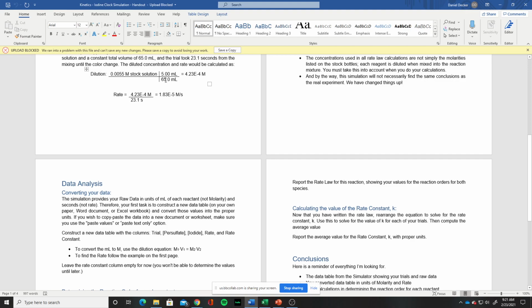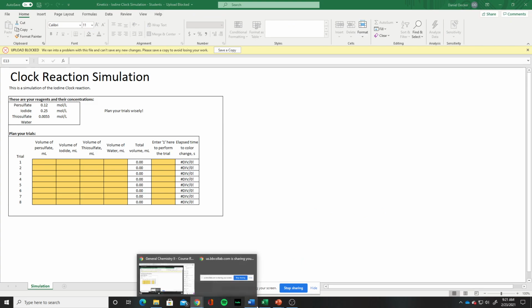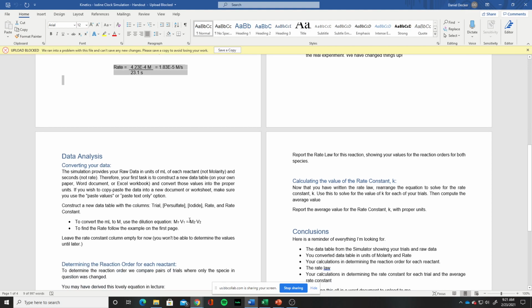So you're going to take your numbers from this, convert them into the proper units, molarity, and find the rate using this equation as well. So it would be the concentration there divided by the time that it takes, and that time will be given to you in the Excel sheet, which we'll do an example of in just a second. Okay, it says leave the rate constant column empty for now. You won't be able to determine the values until later.